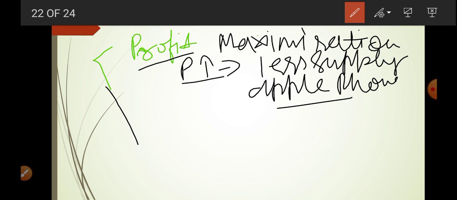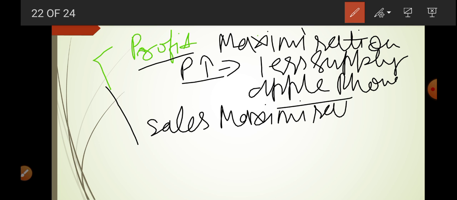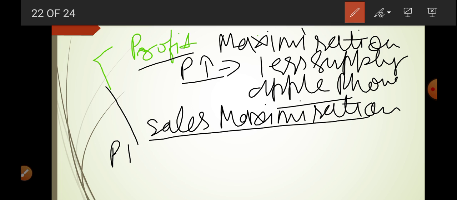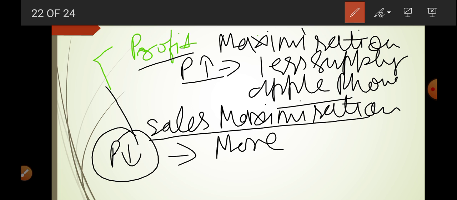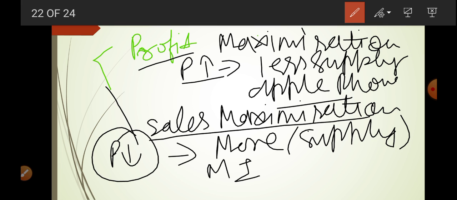Now sales maximization. In this condition, if the firm is having sales maximization, in this case they are going to keep the price low and they are going to supply more. Okay, more supply. Students, like you can take the example of Mi set. Their aim is to make profit by selling more and more units of phones, so they are going to keep the price less.